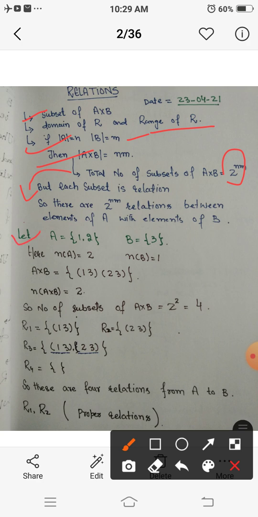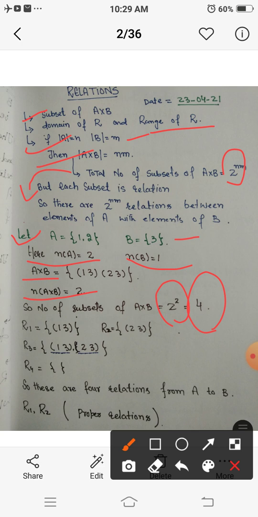Let me consider here an example: A equals {1, 2}, B equals {3}. Here the number of elements in A is 2, and the number of elements in set B is 1. So A cross B equals clearly {(1, 3), (2, 3)}. It has only 2 elements because 2 into 1 is 2. So the number of subsets of A cross B equals 2 raised to power 2, because we know that for a finite set, the number of subsets equals 2 raised to power n, where n is the number of elements in the given set. That is 4.